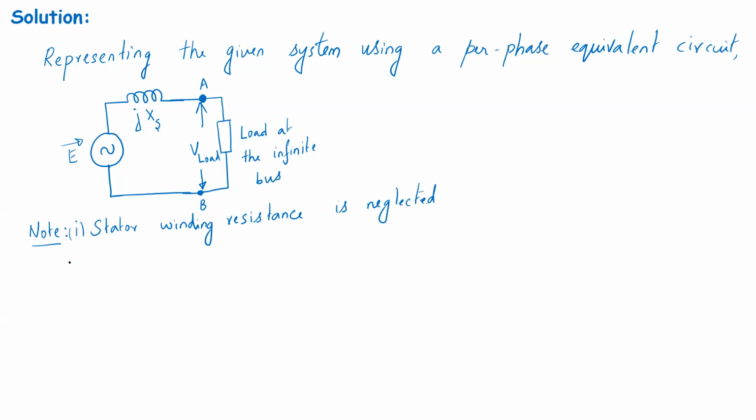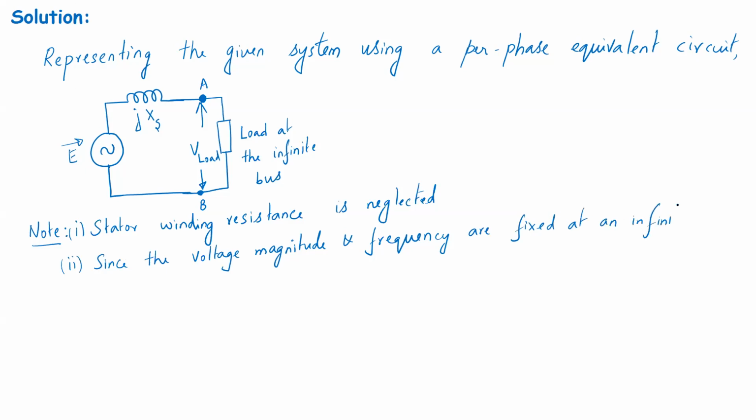So this is note number 1. Note number 2: since the voltage magnitude and frequency of the voltage are fixed at an infinite bus, the speed of rotation of the synchronous machine is also fixed.